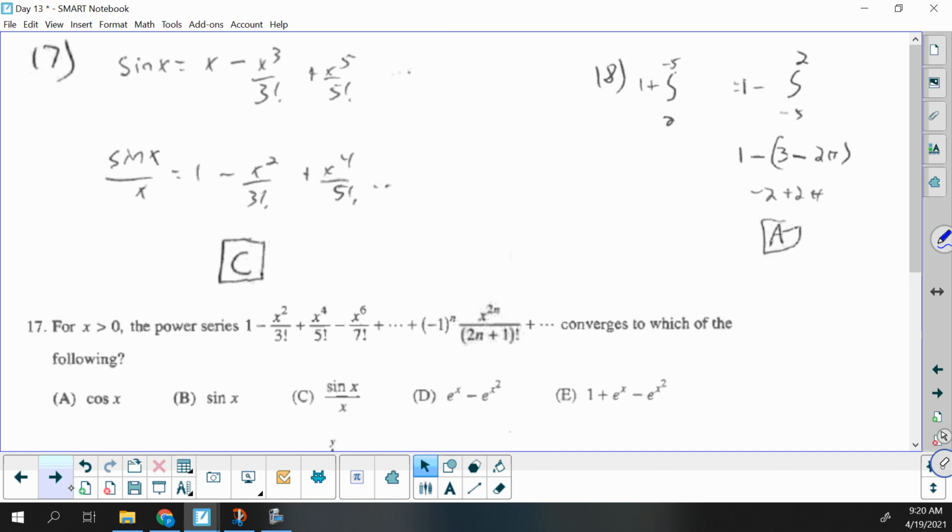So we want to recognize the factorials in the denominator are all odds. That wants us to think of sine. But notice the exponents are 1 less than those factorials, so we would have had 1 x divided out, so that's sine x over x, so choice C.